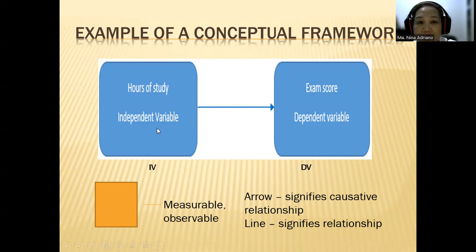Okay, so on the left side of your paper is always the independent variable. They cannot be interchanged. You cannot place the dependent variable on the left. No, it's always the IV that is on the left side. And the DV, dependent variable, is always on the right side. That is the regular order of the variables. You cannot interchange them. And as you see, usually the variables are placed inside a box.